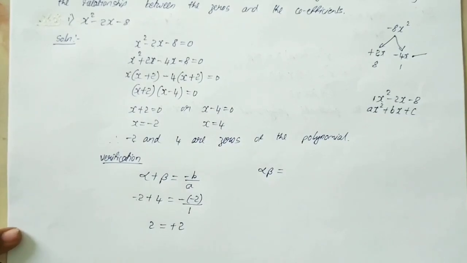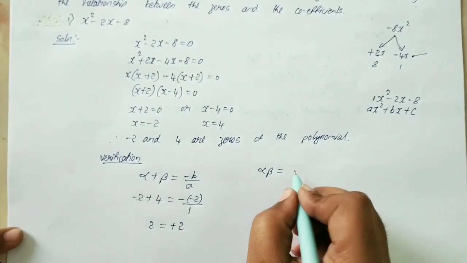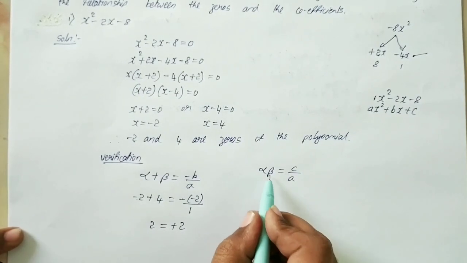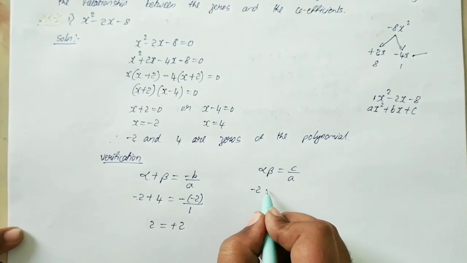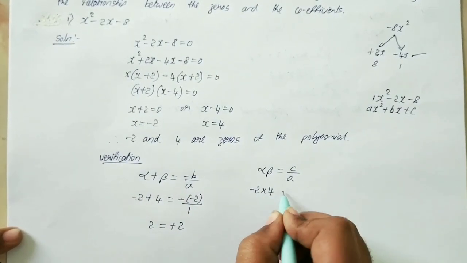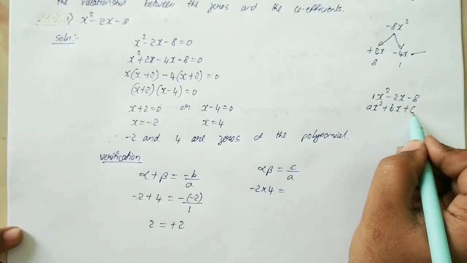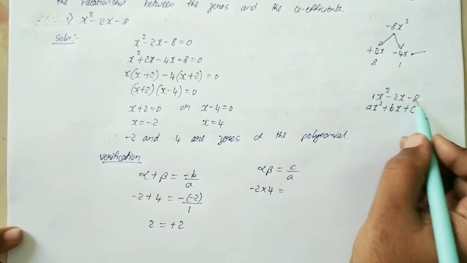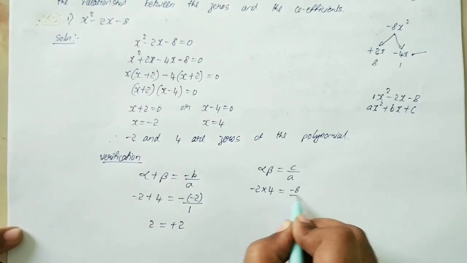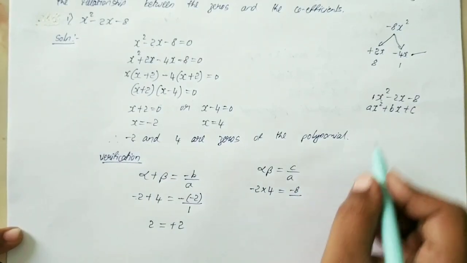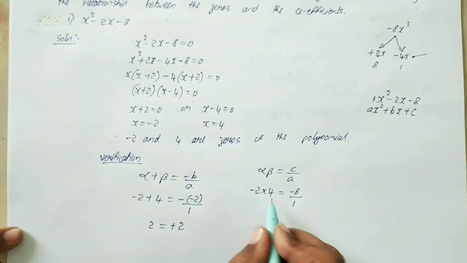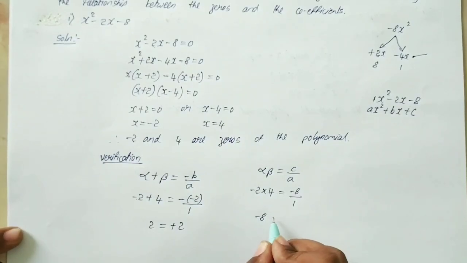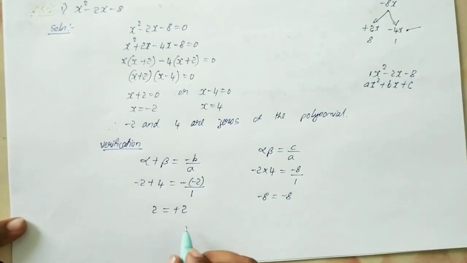So what is the product of zeros formula? Alpha into beta is equal to C by A. Alpha into beta means zeros. So in place of alpha I will write -2 and in place of beta I will write 4 is equal to C. What is here? Constant, right? So what is the constant in the question they have given? -8 divided by A. What is the value of A? So value of A is 1. So -2 into 4 is -8. So is equal to -8. Again here LHS is equal to RHS.